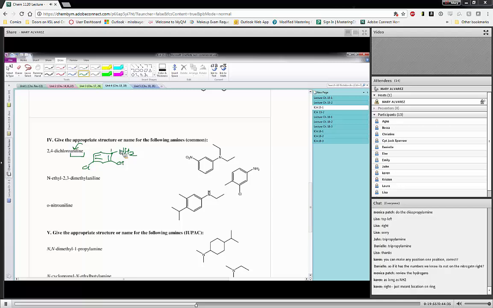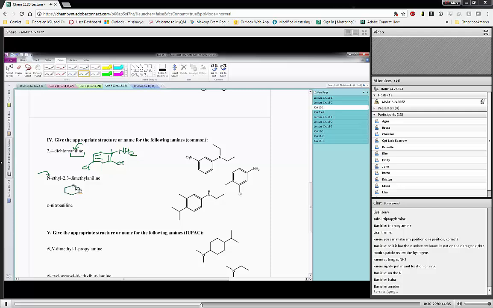And Danielle, yes, if it has numbers, it does not belong on the nitrogen. What if it doesn't have a number? What if it has an N? What does that mean? It means it's on the N, right? It's exactly like when we were naming amides. So you guys are already familiar with this notation. When we named amides and there was something on the nitrogen of the amide, then you would just say it's on the N position. It's exactly the same. You guys already know this stuff.